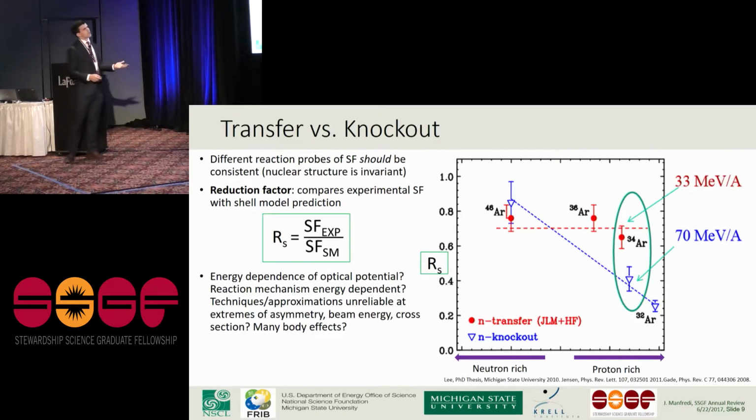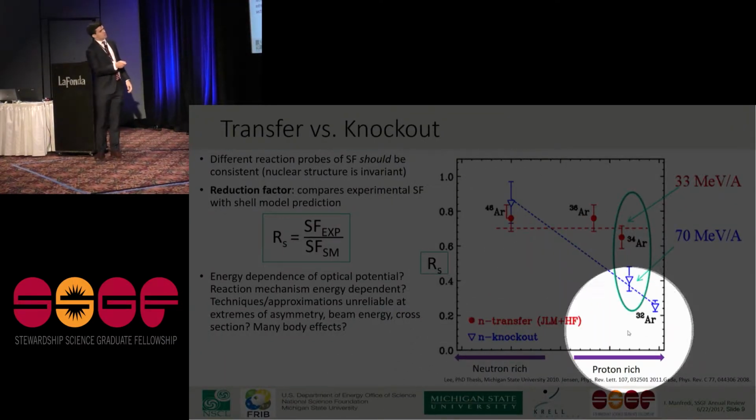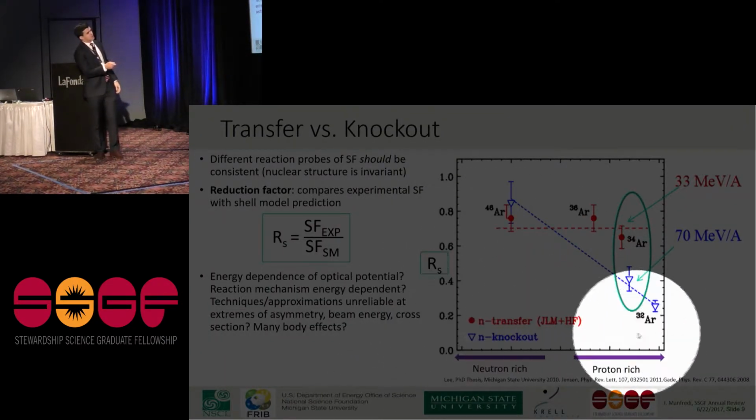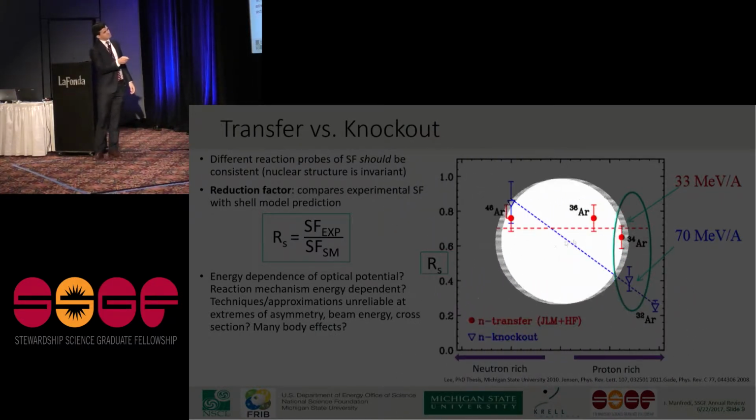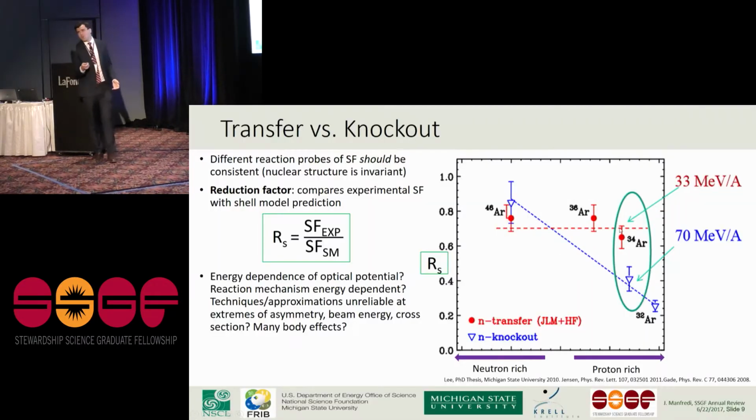And furthermore, if you look at the stories that each of these data sets tell, the knockout data is saying that as you go to the proton-rich side, the shell model is doing a much worse job. This reduction factor drops, or quenches, as we say in the literature, rather precipitously. Whereas the transfer data says that the shell model does okay across, or maybe slightly worse on the proton-rich side, but it does okay across this isotopic chain. So there are issues of both nuclear structure and nuclear reactions here.